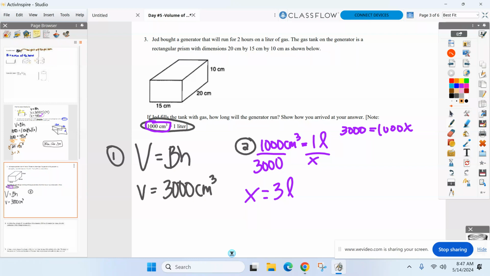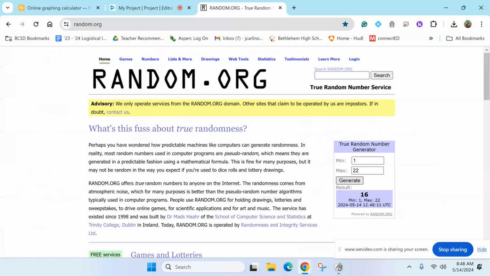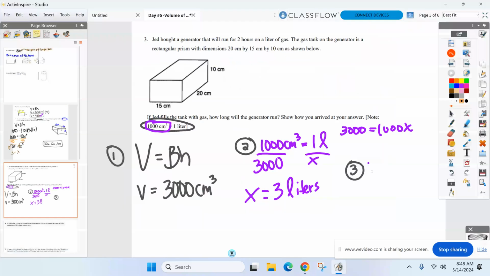Now you have to tell me how many hours it runs. Again, it runs 2 hours for every liter of gas we have, and we have 3 liters here. So third step, find how many hours this bad boy can run. Nope, try again. Third time's the charm. Brendan, what's good, boss? 6 hours. I got 2 times 3, 6 hours. That's what we're looking at for these types of problems. No more just finding volume. Anything you want to ask about Jed's generator?